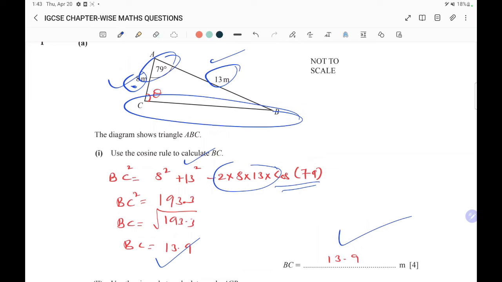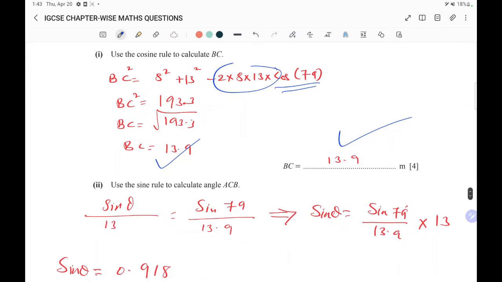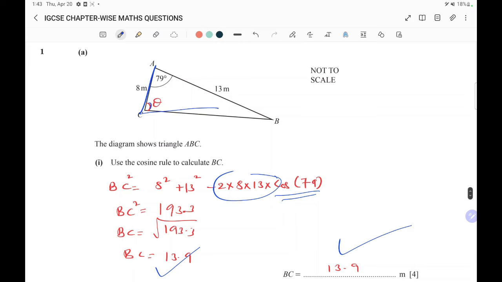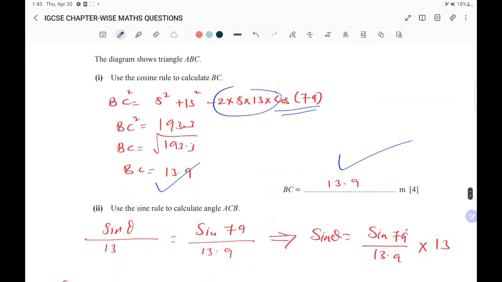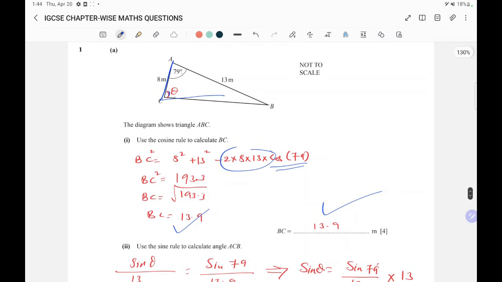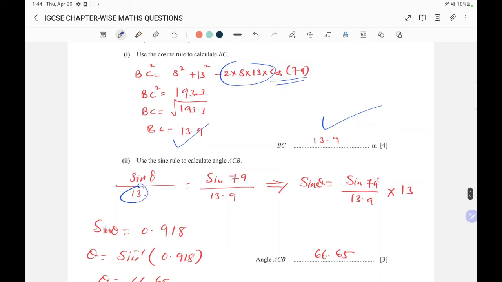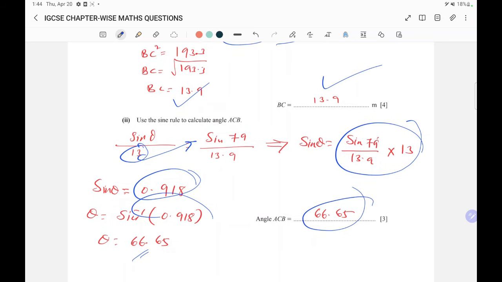Now we have to find ACB. So this angle, yeah, so the sine rule will work: sine theta over 13, right? And sine 79 over this length, which is 13.9. So write 13 here, or multiply by 13 on both sides. So you will get this calculation, which is 0.918, sine inverse of 0.918, 66.65, which is this.